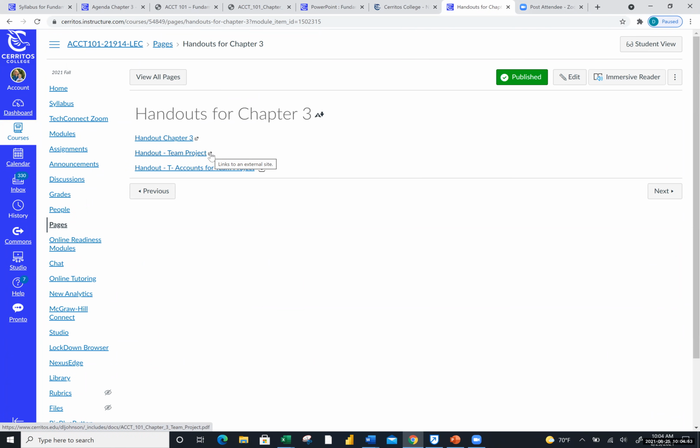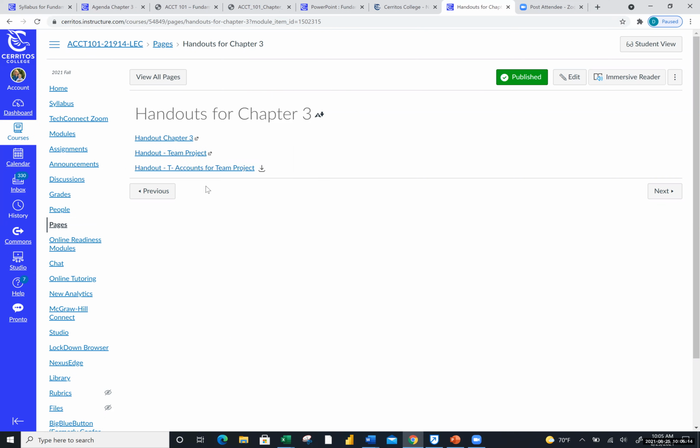Remember, they'll download in like a downloads file. So you'll want to make sure that you save them to your computer before you email them to me. We don't want them to get lost in cyberspace someplace. So I'm glad you asked. They're in the modules link in the chapter 3 handout section. Here's the instructions that you saw on the screen, and here's the T accounts for Excel.